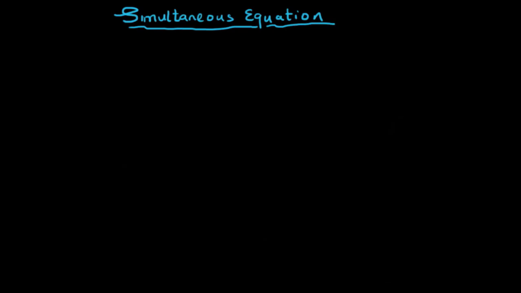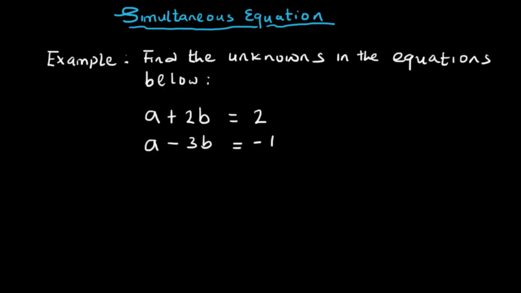In this video, we are going to be looking at solving simultaneous equations using the elimination method. And I think the best way to explain this, as always, is to take an example. a + 2b = 2, a - 3b = -1.